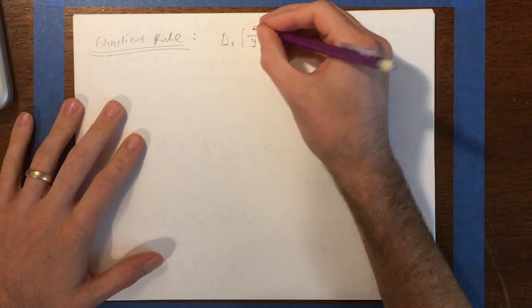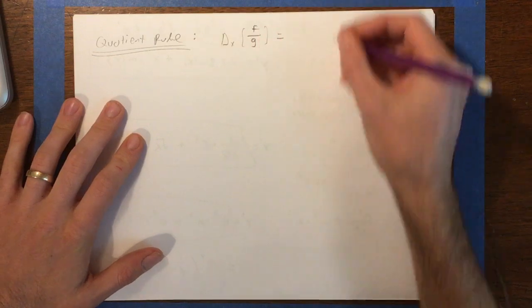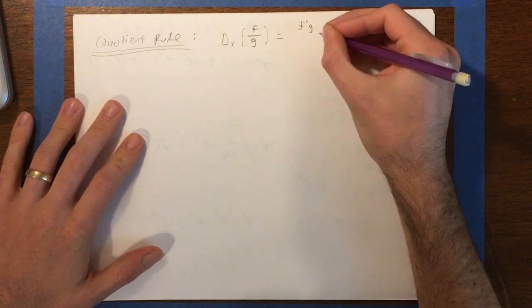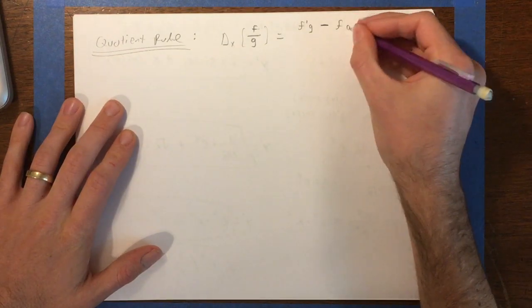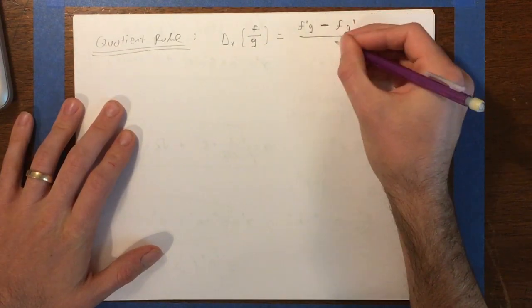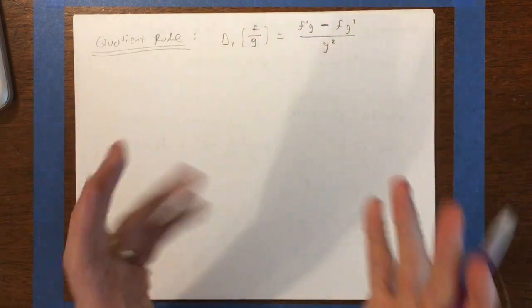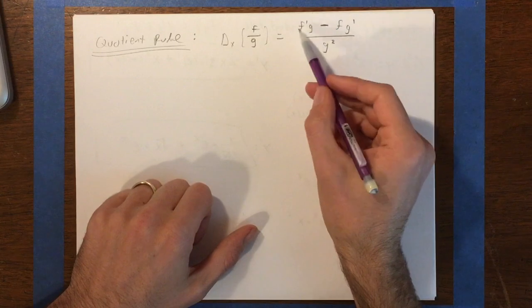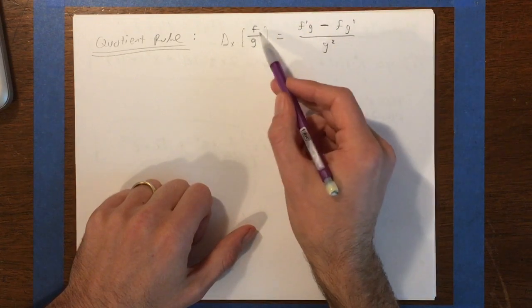So a quotient means a fraction, right, or division, so f over g. And the rule is it's f prime times g minus, this time instead of plus, f times g prime, and then all over g squared. Now the order of that subtraction in the numerator does matter, so make sure that you are doing the derivative of the first function first, the first one being the numerator.